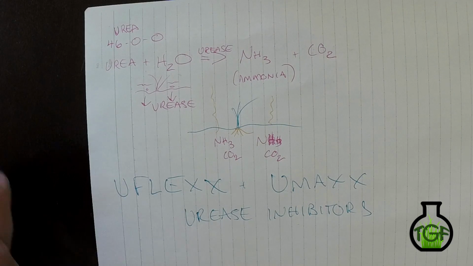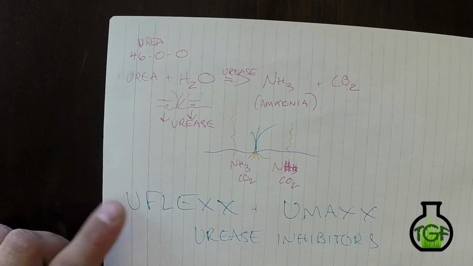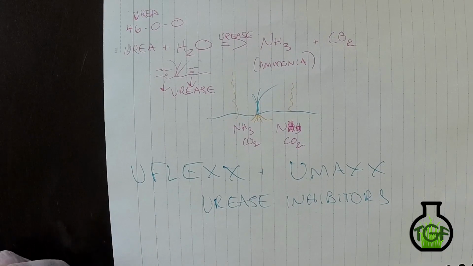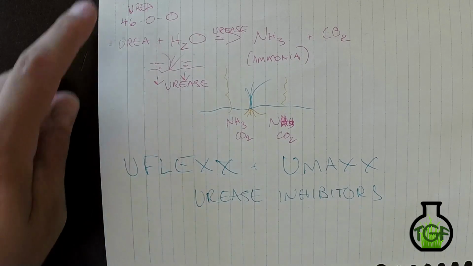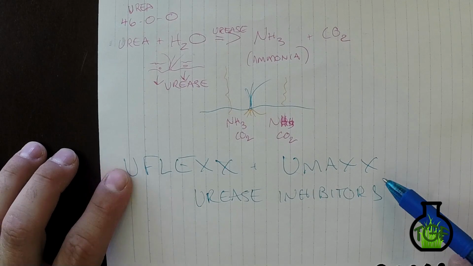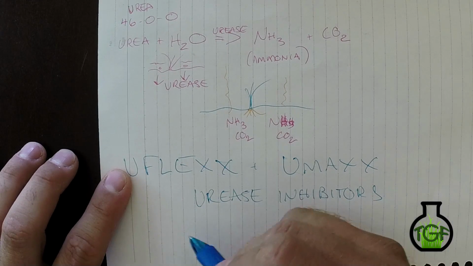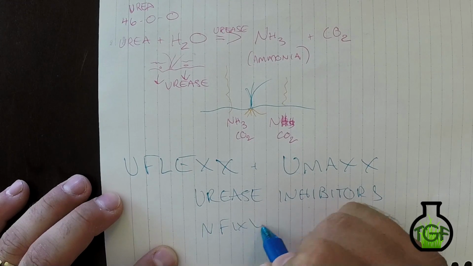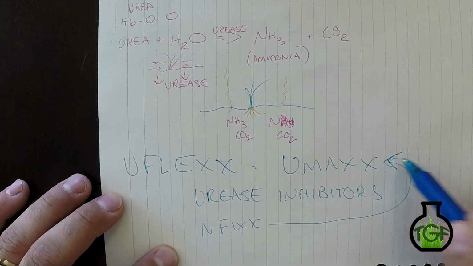And again, these are super popular. Urea on its own is fairly cheap. The U-Flex and the U-Max, if you get it already blended together, is going to add a pretty penny to the cost of your urea. You can buy urease inhibitors like U-Flex and U-Max separately. One from Helena Chemical is called Infix, which is the same urease inhibitor as U-Max.